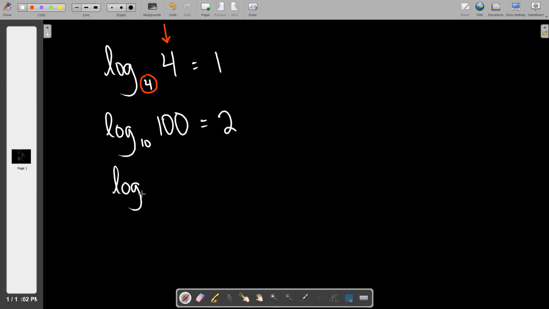How about log base 5 of 625? What's 5 to the first? So we know it's not 1, right? What's 5 squared? So we know it's not 2. What's 5 to the third? 125. What's 5 to the fourth? 625.